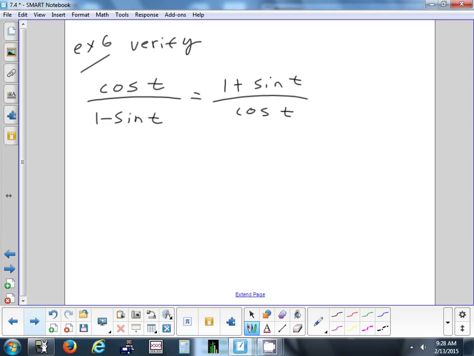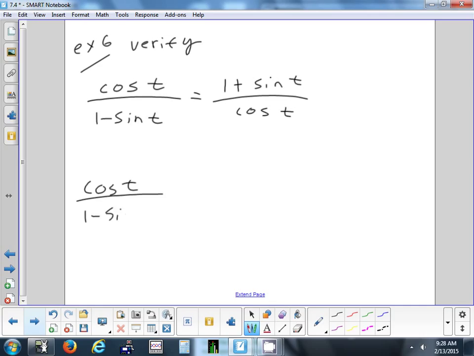Well, Lasan, what's your favorite side, left or right? In this equation, do you like the left side? You think the left side is harder? How come? Because the conjugate is in the denominator. Okay, but this side has a conjugate in the numerator. Yeah, they both have conjugates. They both have one part of the fraction that's just a single trig term. They're pretty similar, but yeah, we can start with the left. Doesn't matter.